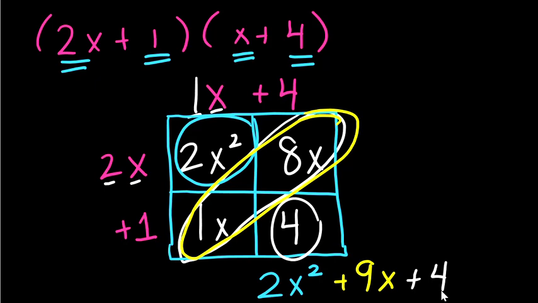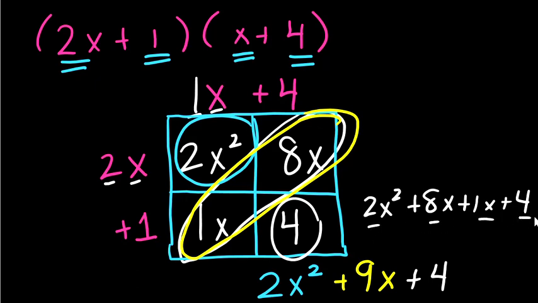Now maybe we would have thought to write 2x squared plus 8x plus 1x plus 4, right? That's 4 terms. 1, 2, 3, 4. But in the middle here, that 8x and that 1x, those two are like terms. They can be combined to create that 9x.